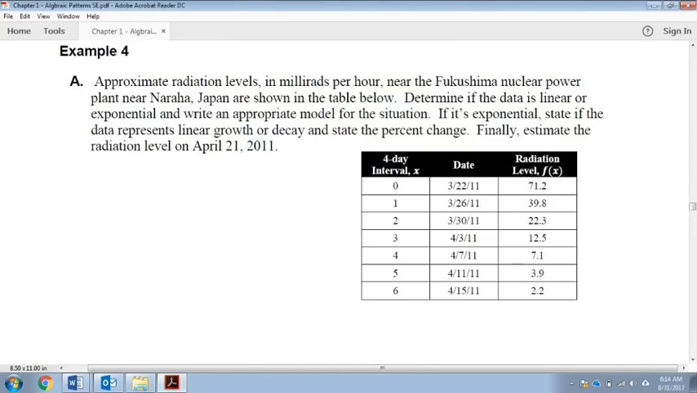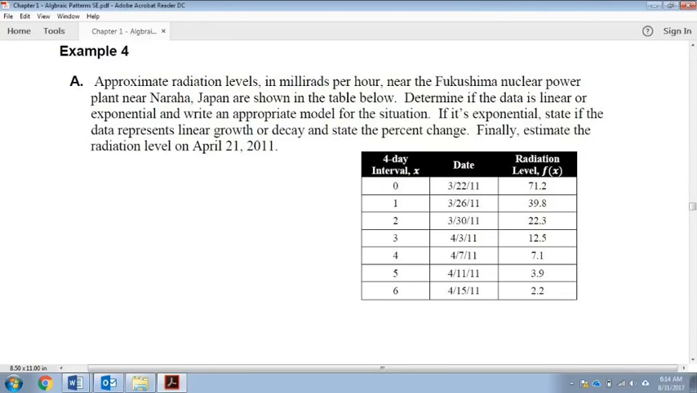And so they measured it every 4 days. So this is the original measurement, 4 days later, 4 days later, 4 days later, 4 days later. And this is the radiation level on day 0, on day 4, on day 8, day 12, anyways.